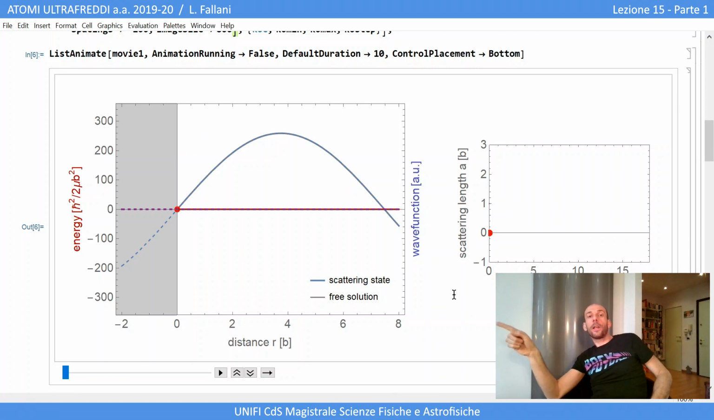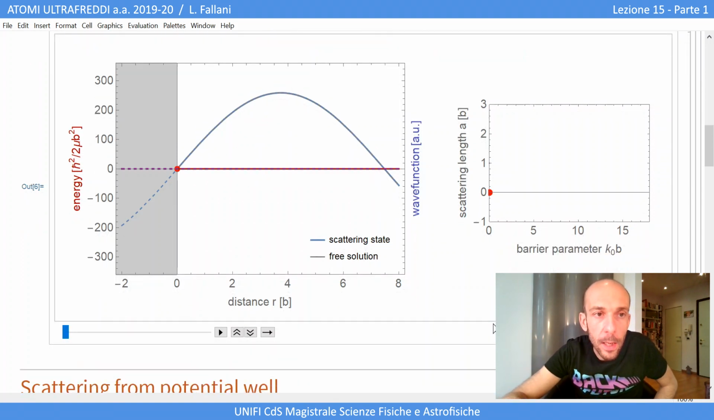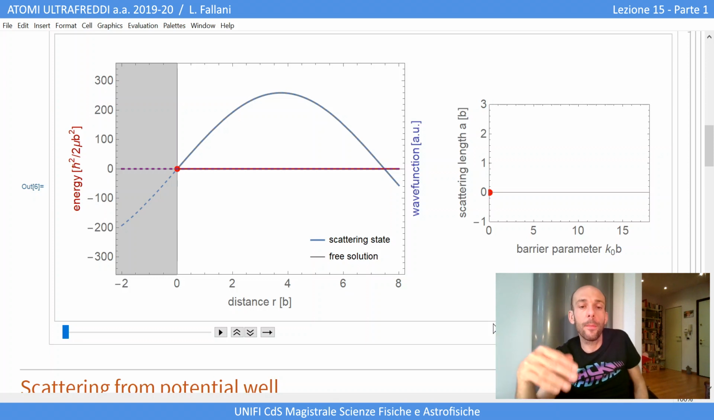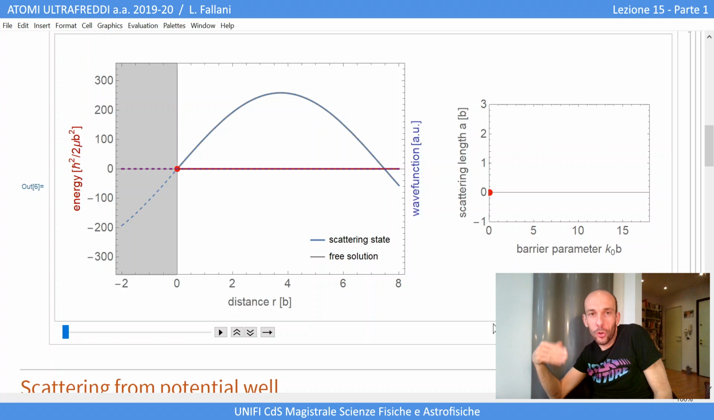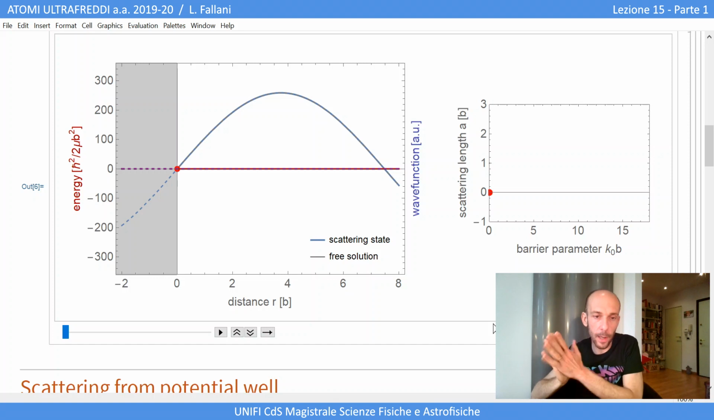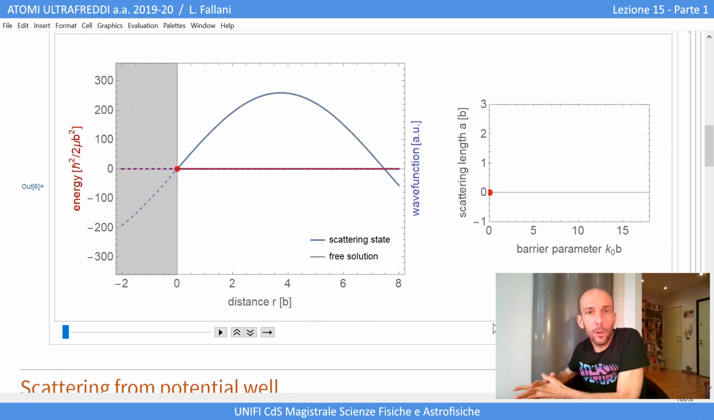So on the plot on the left, you have the wave function, and in particular you will see both the scattering state, so the solution for the scattering problem, and also the incoming wave, so the solution to the Schrödinger problem without scattering, that I will call free solution. And in this case, we don't have any barrier yet, so these two solutions are overlapping. The gray region is a kind of forbidden region because this is for negative r, and so the solution is defined only for positive distances.